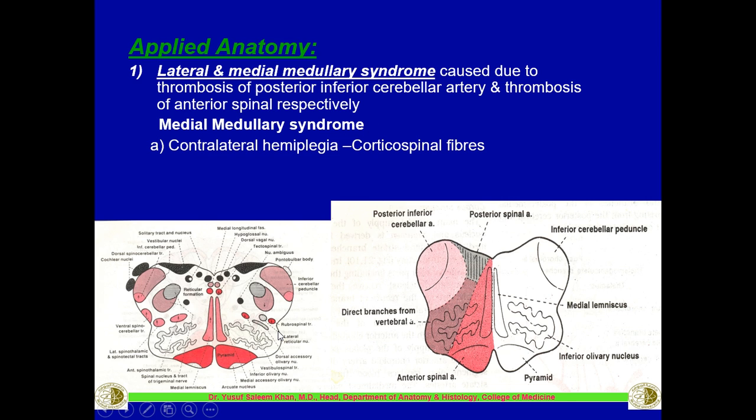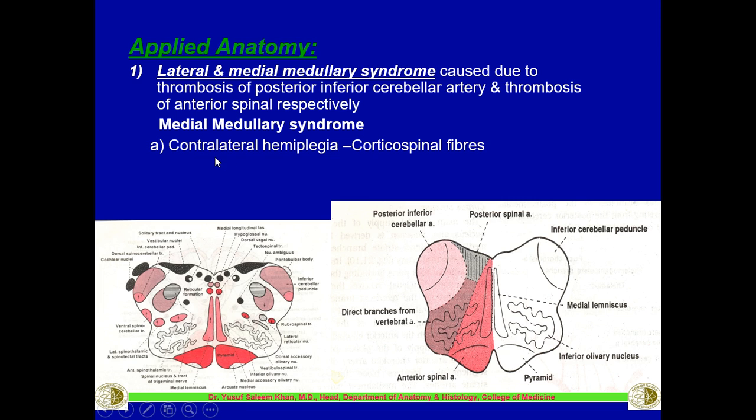thrombosis of the anterior spinal artery or the ventral spinal artery. So this is the anterior spinal artery, ventral spinal artery, and this is the area supplied by this artery. So if there is thrombosis, all the structures which are present in this region will be damaged, and depending on that there will be symptoms and signs which is called the medial medullary syndrome. So what are the structures present and what is the damage it will cause?